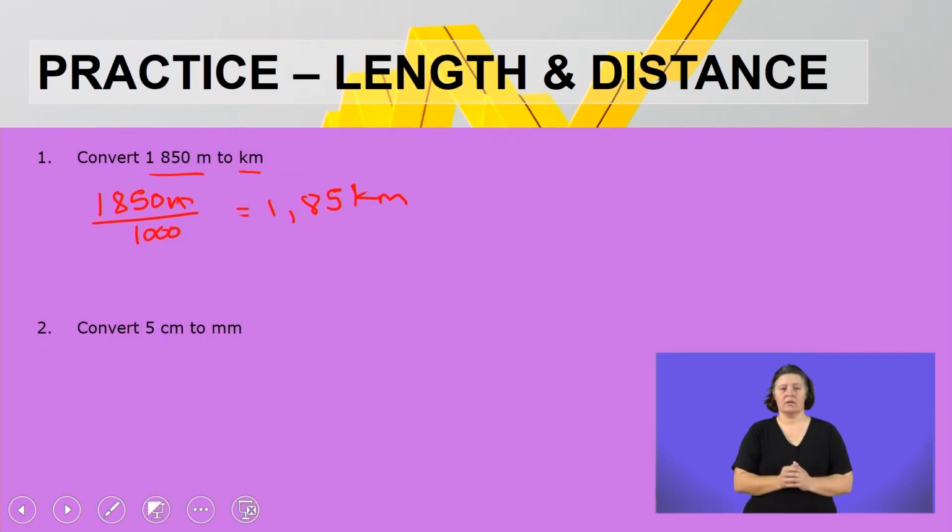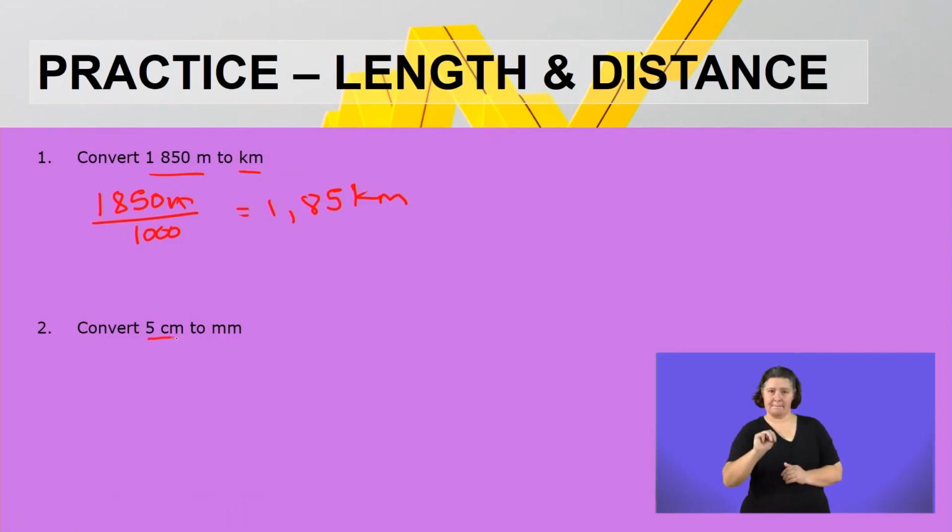Looking at the next one, I must convert now 5 centimeters into millimeters. Now here I'm converting from big to small. And if I look at the conversion factor here, that will be 10. So therefore, I will say 5 centimeters, and I multiply that by 10. So 5 times 10, that will give you 50. And remember, this is now millimeters.